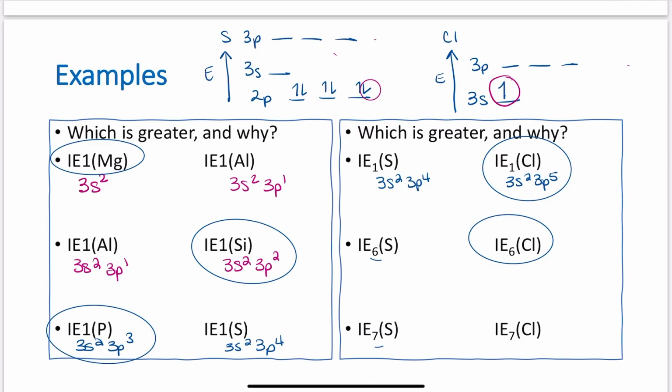It's going to take more energy to remove the seventh electron from sulfur than chlorine, because for chlorine, all you're doing at that point is emptying out your threes, your n equals 3 energy level. But for sulfur, you're now into the core. You're emptying out a core electron. It doesn't really want you to empty out the core. It would like you to leave it be.